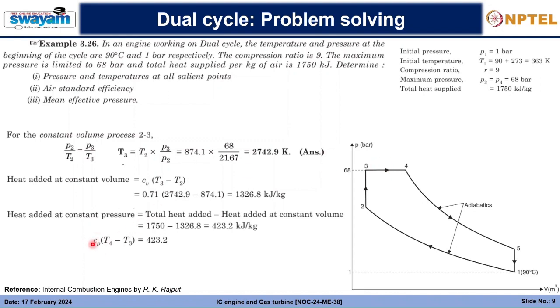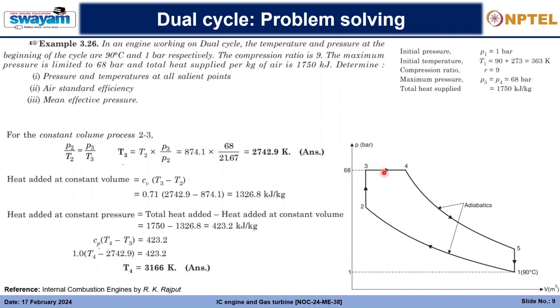That is simply the specific heat at constant pressure into delta T, which will be T4 minus T3, equal to 423.2. Eventually you will get the value of T4, which is what we are missing, and you will get the value of T4 as 3166 Kelvin.